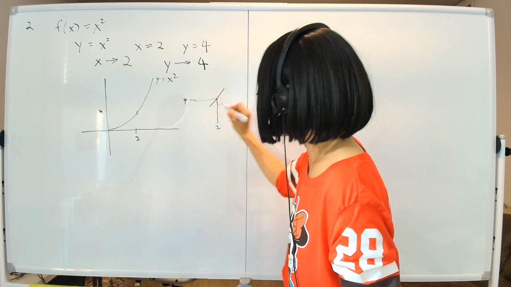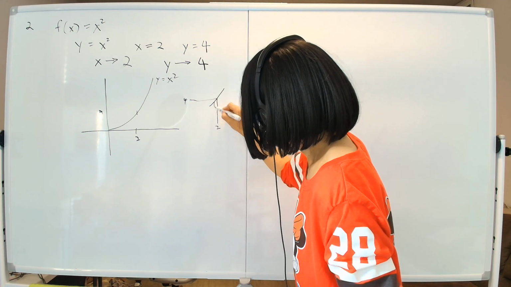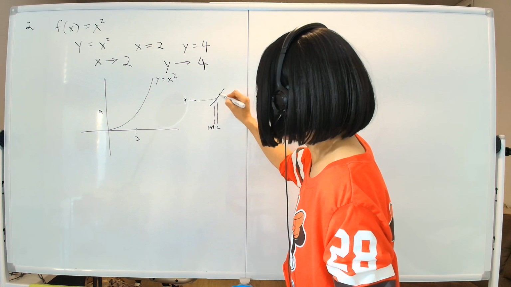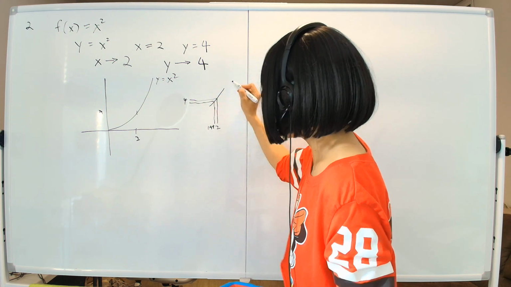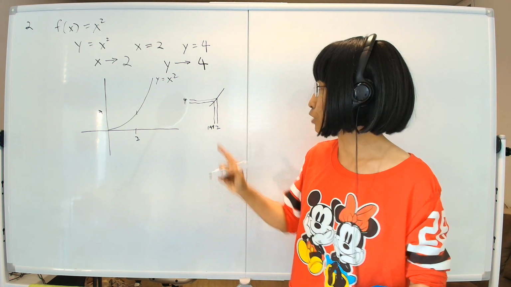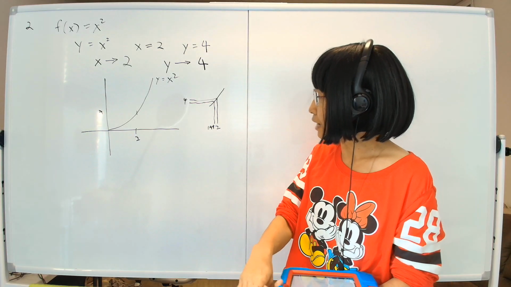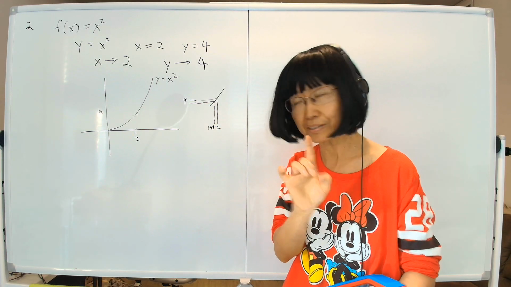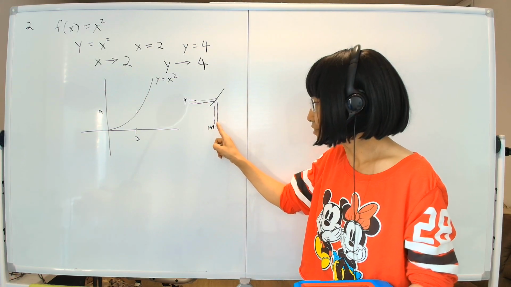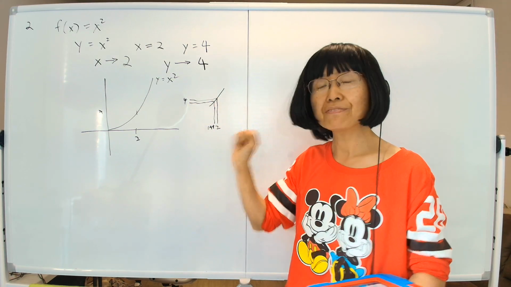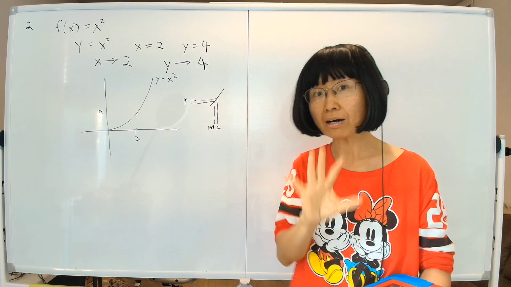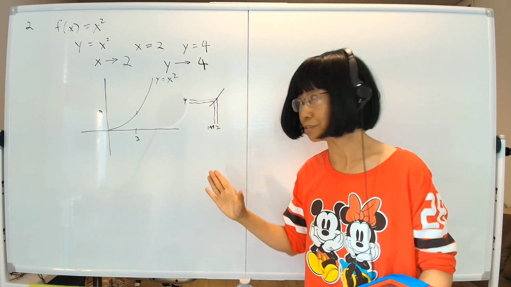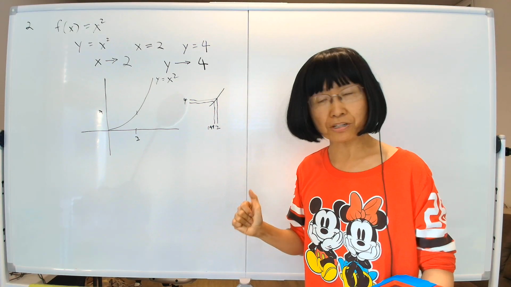But what if it's at, let's say, 1.99 or something like that? Well, then y would be almost 4, right? So that's what you're considering, what's happening to the neighborhood. As x gets closer to 2, but does not touch it, very important, y will get very, very close to 4, for all numbers that are close to 2. The closer x gets to 2, the closer y will get to 4.